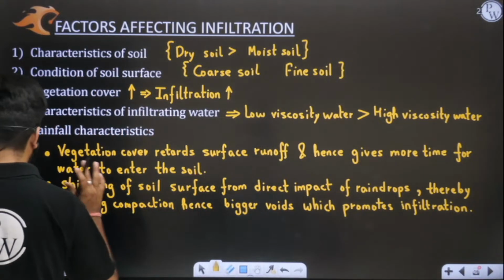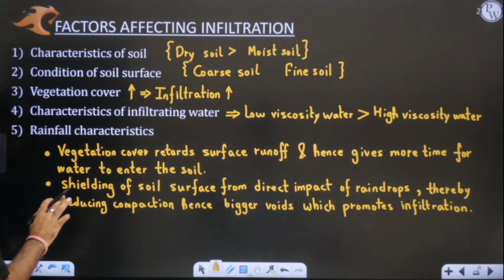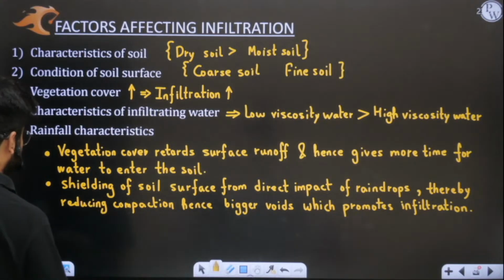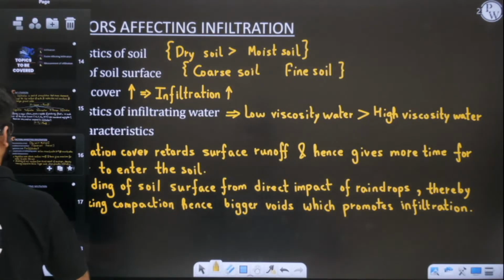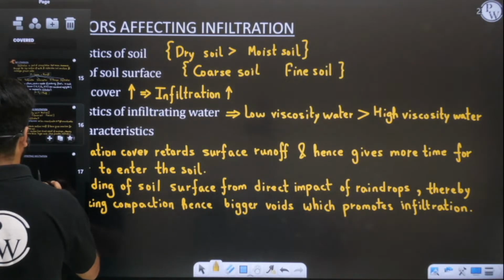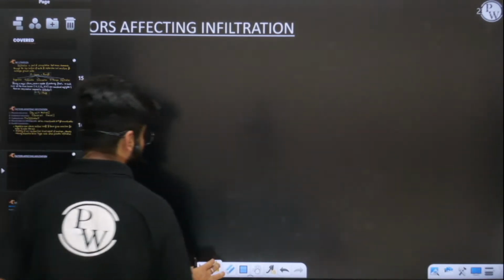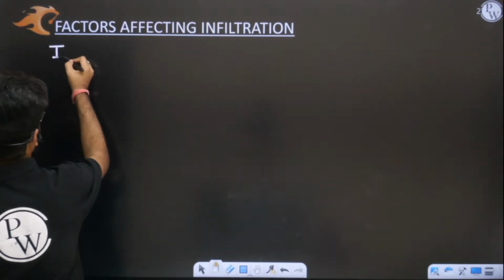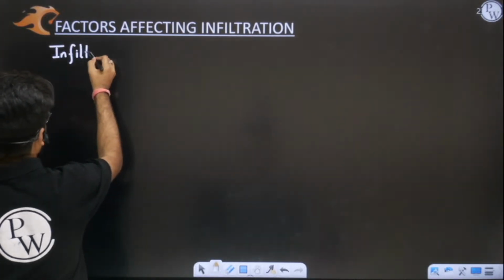Now we have to discuss the last point. The last point is rainfall characteristics. See, this is the most important one, but before starting it, I have to make sure that you understand what is infiltration capacity. Before moving to this topic, we have to discuss infiltration capacity. You need to understand this term, infiltration capacity. Very important.